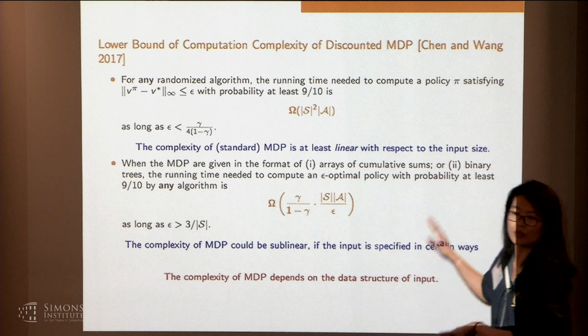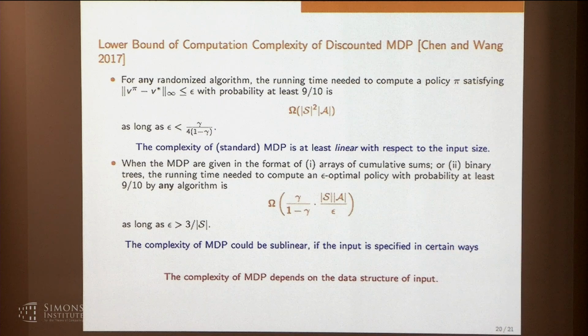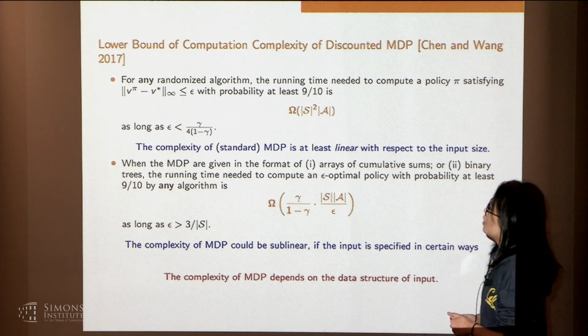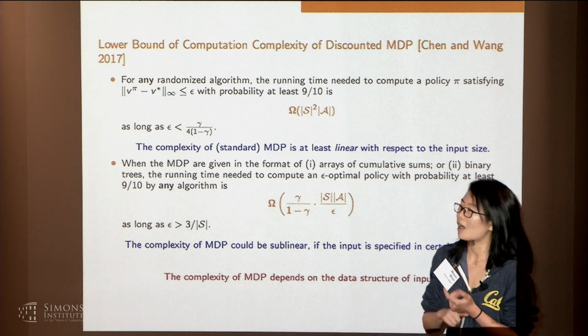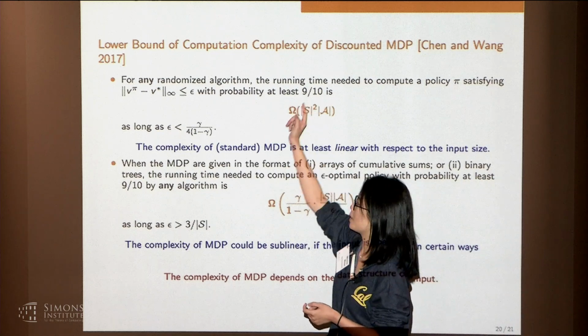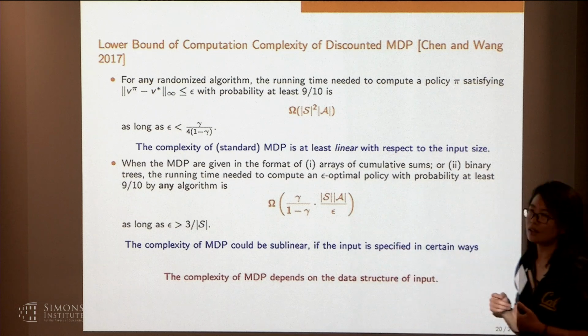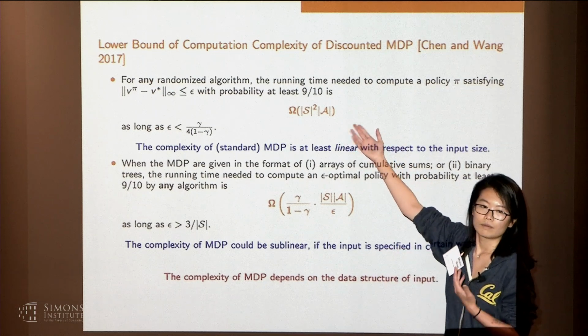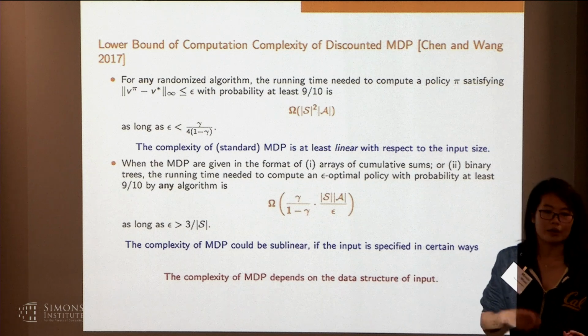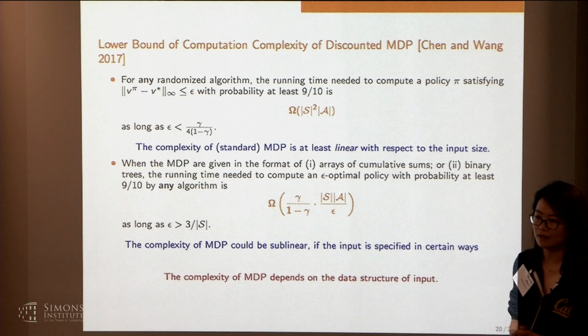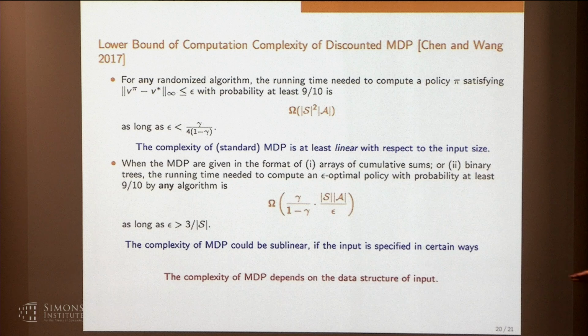Let me explain what the lower bound means. It means that no matter what algorithm you use, any randomized algorithm, in order to get an epsilon-optimal policy with high probability, the algorithm needs at least this many queries of entries, which is a lower bound on runtime complexity. And these are lower bounds for adaptive query size, not sample complexity. So they are stronger.